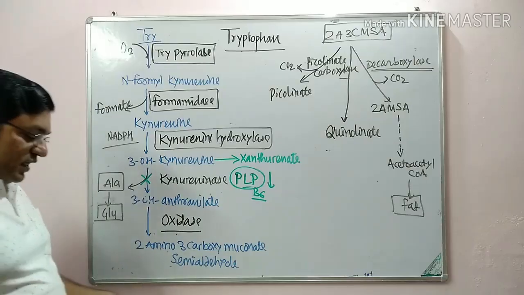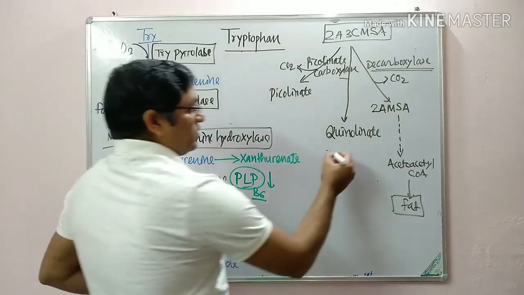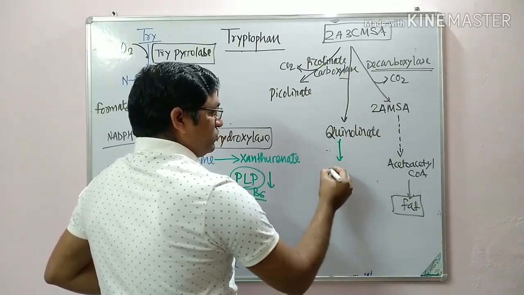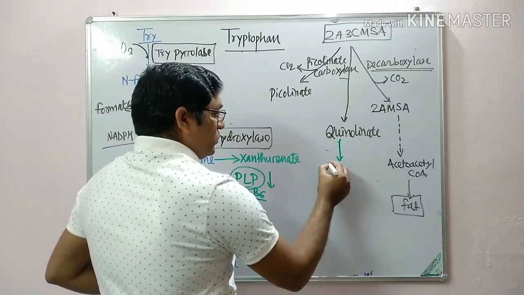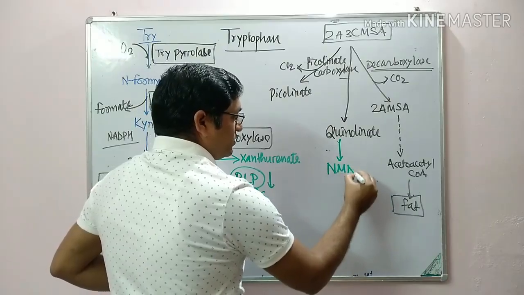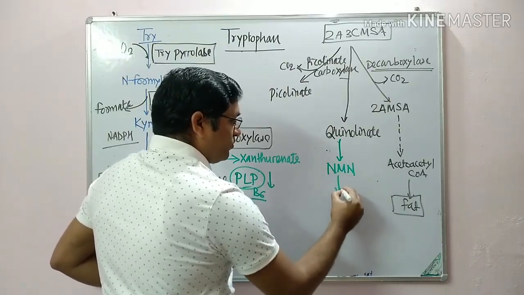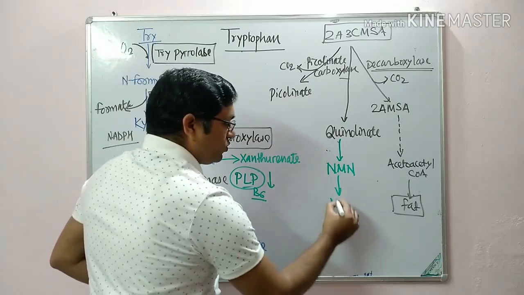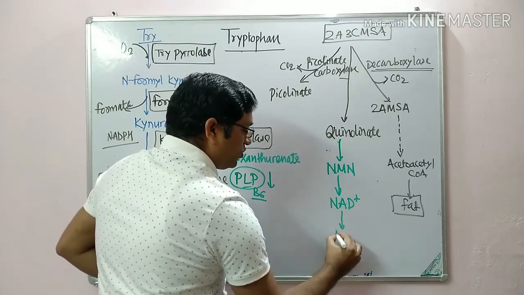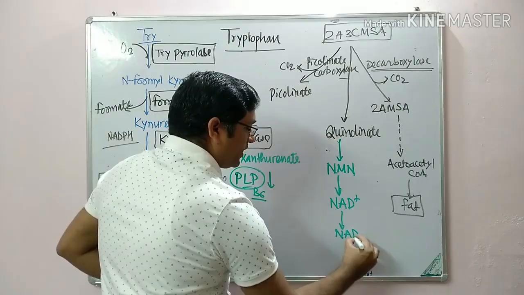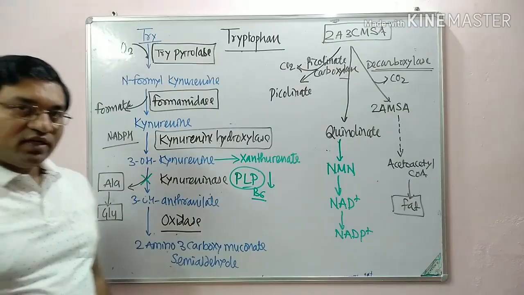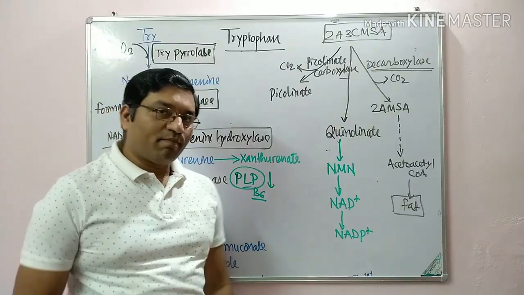Now this quinolinate is converted into nicotinamide mononucleotide. This nicotinamide mononucleotide is converted into nicotinamide adenine dinucleotide, which is converted into nicotinamide adenine dinucleotide phosphate. So this is the major pathway known as the kynurenine anthranilate pathway.